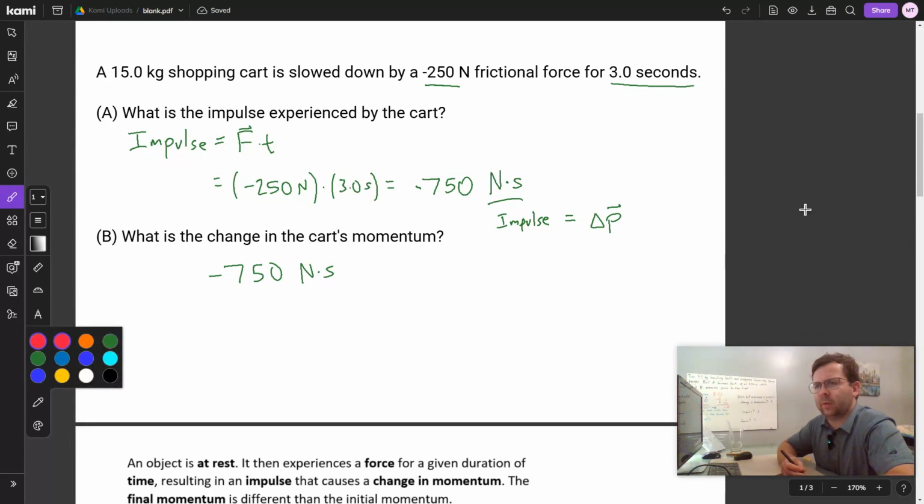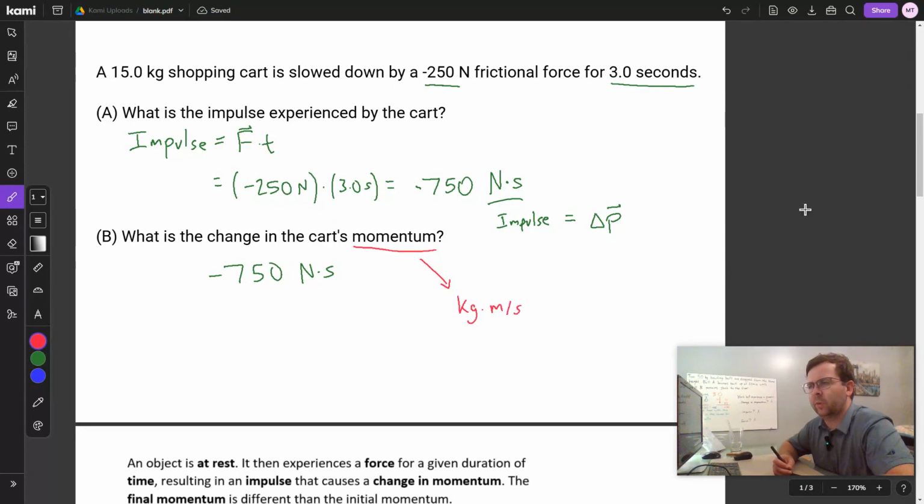Usually, though, we measure momentum in a different unit. We do the mass times the velocity, kilogram times meters per second. But over here we have Newton seconds, which doesn't seem to be the same, unless you realize that a Newton is a kilogram times meter per second squared. Remember, force, Newton, is mass times acceleration. So m times a, mass, kilograms, acceleration, meters per second squared.